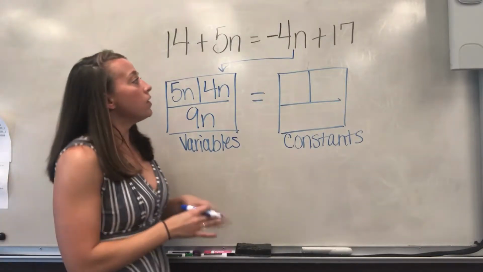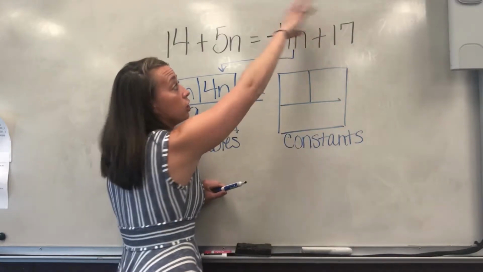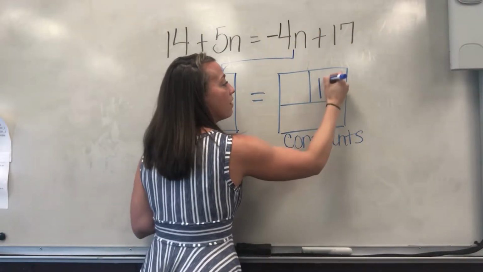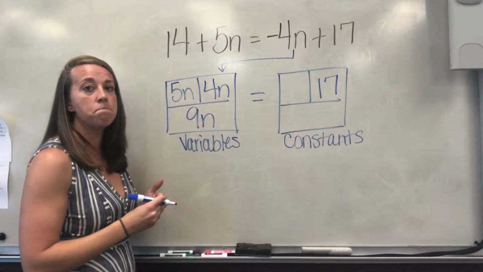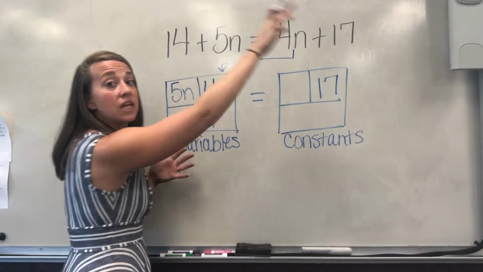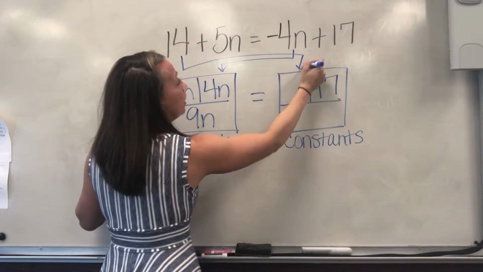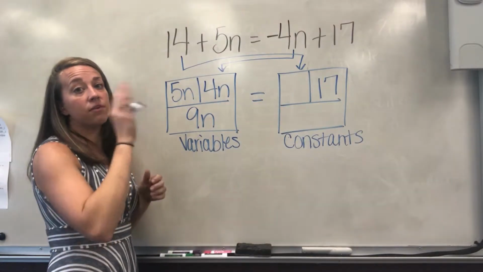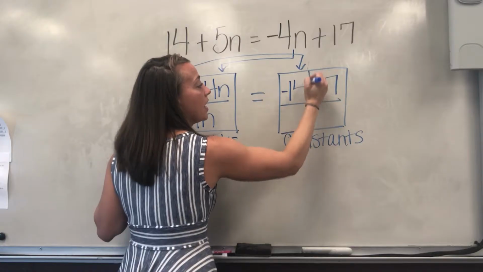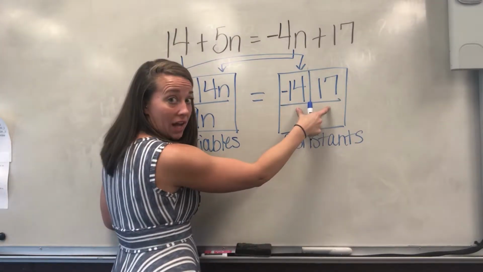Okay? Then we're going to look at our constants. My constant box is on the right side, so we're going to look at the right side and say, do I have any constants over there? And I do. I have a 17. Okay? Then I'm going to look at my left side and say, do I have any constants that need to come over? And I do. I have a 14. And if I'm going to bring that 14 all the way over, it needs to change signs and become a negative 14. Okay? Again, I should have like terms in this box.